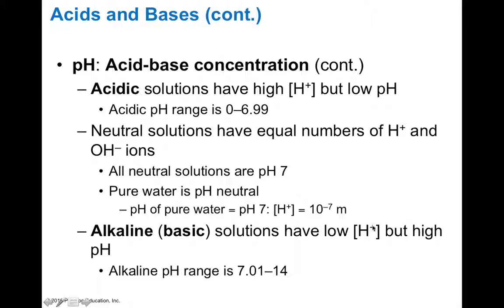And this is where they have low hydrogen ion concentration, but a high pH. And a high pH just means it has a higher number here. So between 7.01 and 14. In fact, most solutions of your body are slightly on the alkaline side of 7.0, near neutral. So for instance, blood is actually 7.35 to 7.45.